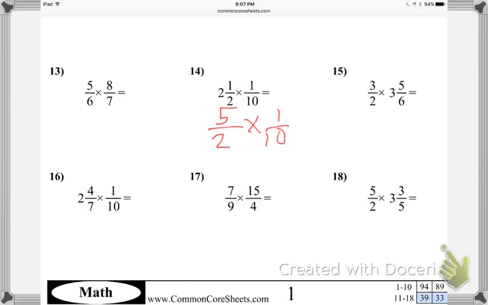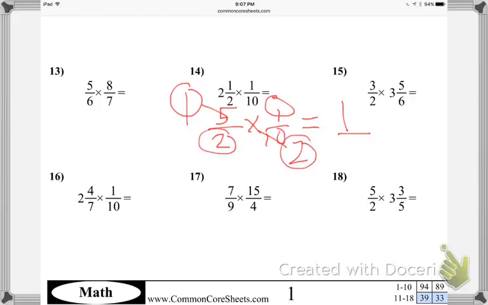Simplifying before you actually multiply makes it easier. So I'm going to go ahead and see if I can do the cross-canceling, which I can. If I look across, 5 and 10 have a factor in common. I could simplify them by dividing both by 5. If I do 5 divided by 5, I would get 1, and 10 divided by 5 is 2. Now I'm ready to multiply across. 1 times 1 is 1. 2 times 2 is 4. Again, my answer is in simplest form.